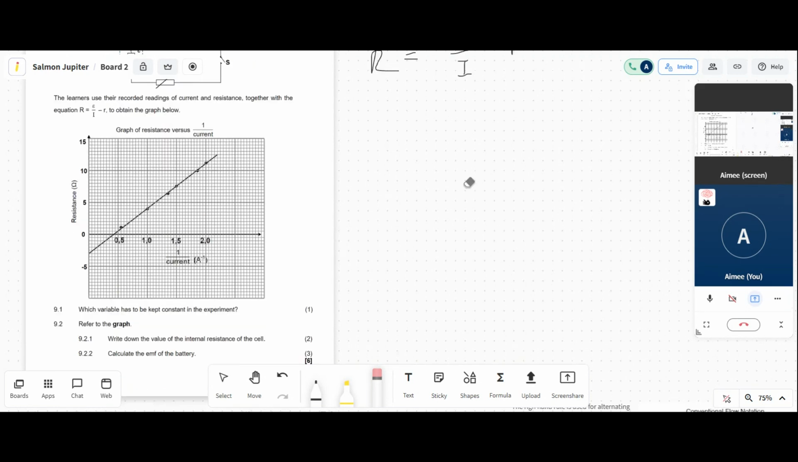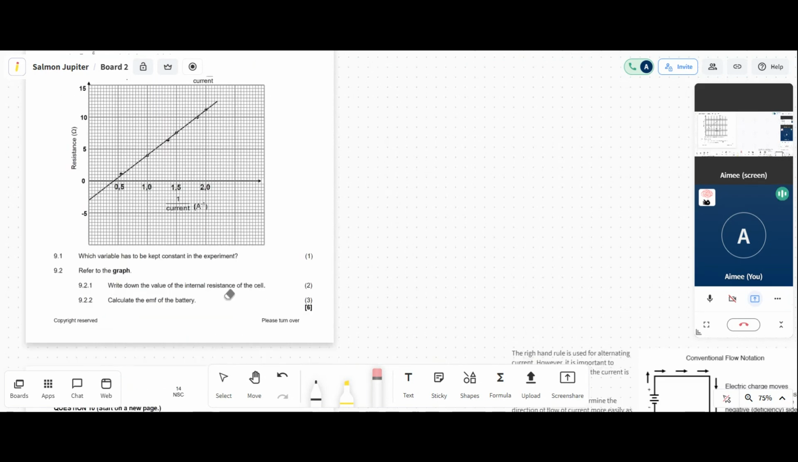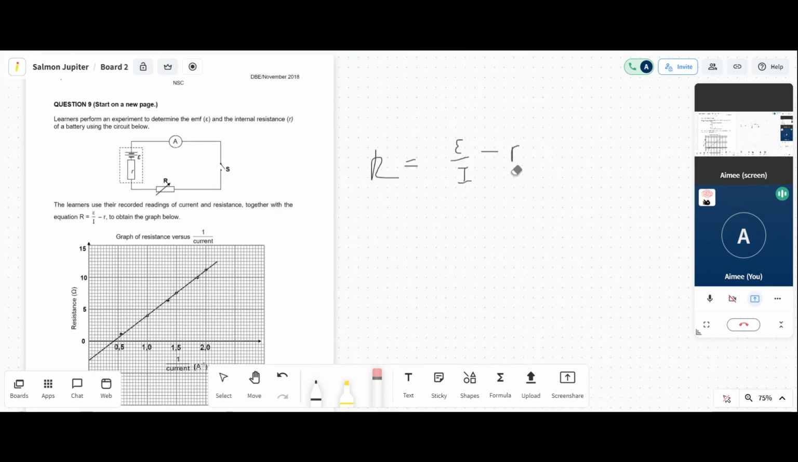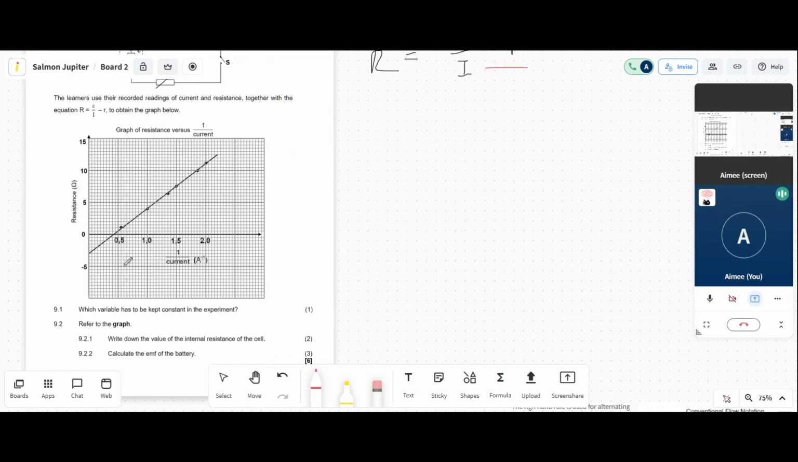The next question says, write down the value of the internal resistance of the cell. Remember, I just told you, according to our straight line formula, internal resistance is our plus c value, or our y-intercept. So all you have to do is go and find your y-intercept on the graph.